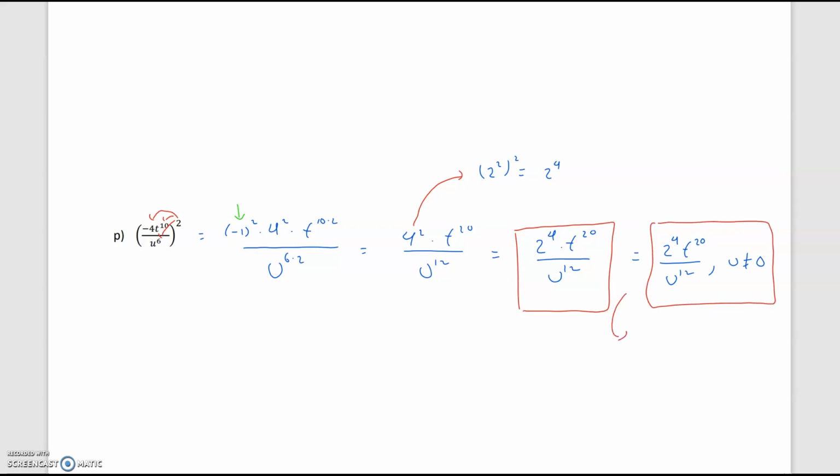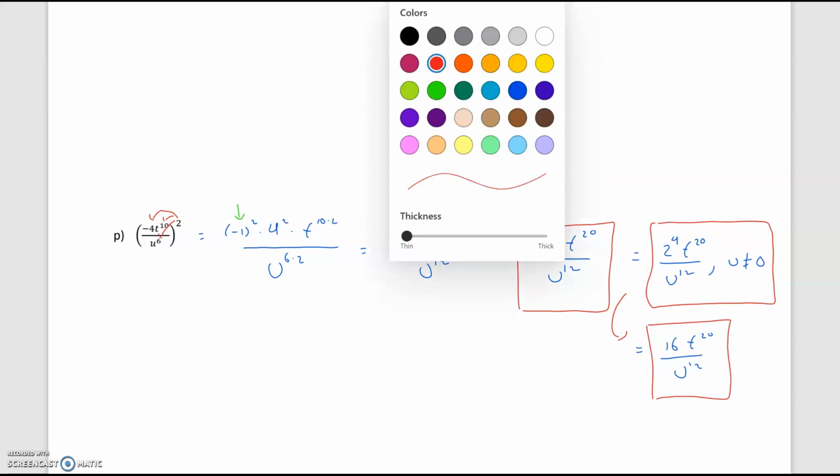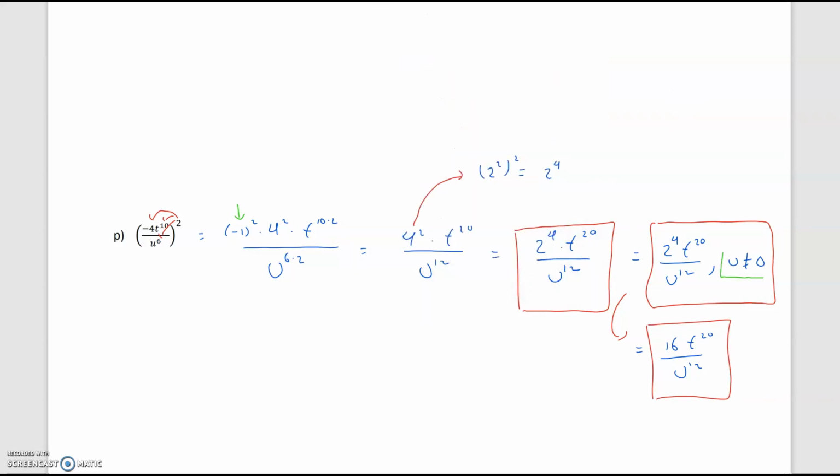And then you could actually go one extra step and evaluate the 4 to the second or the 2 to the 4th, which is simply 16 t to the 20th over u to the 12th. So any of these answers are perfectly fine. I am putting the disclaimer on at least one of them, in case it shows up on the homework assignments. That's it for this problem. Let's move on to the next one, and let me just double check again all the values, and we're good.